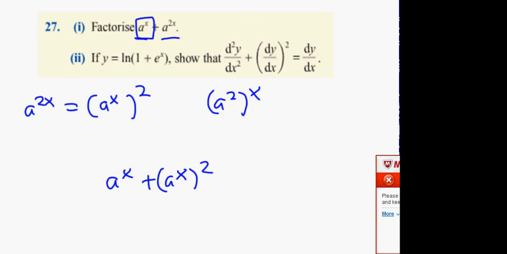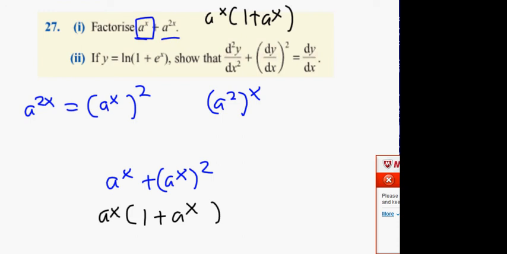Now, what do they have in common? If it says factorise, what do they have in common? a^x, bracket what? a^x times 1 plus a^x. Okay? Now that that's done, that's what it wants us to remember. Part 1 is going to set up part 2. It's the way they work in the book. So we're going to keep that in mind.